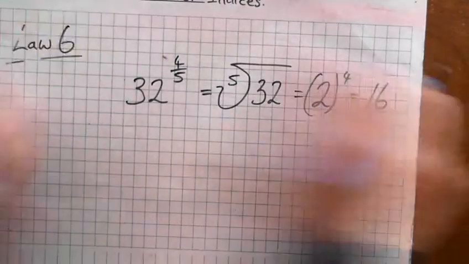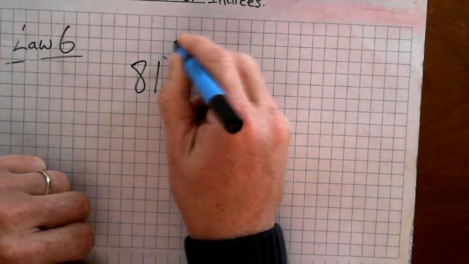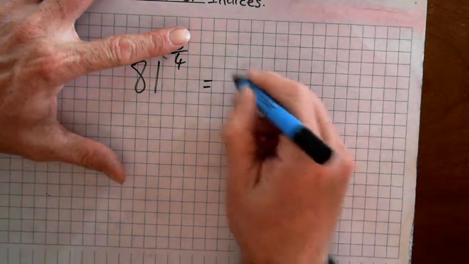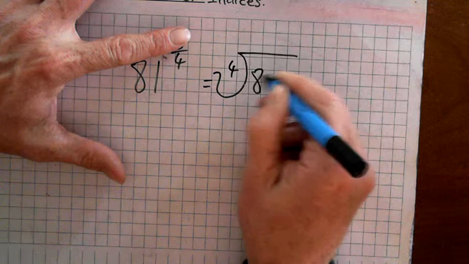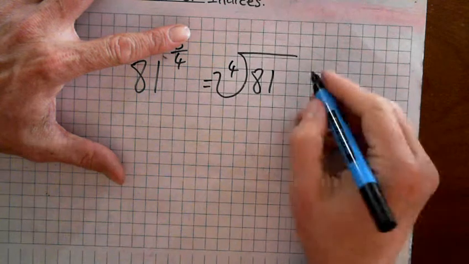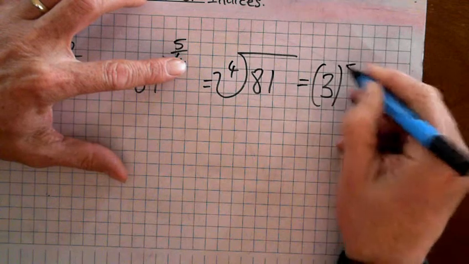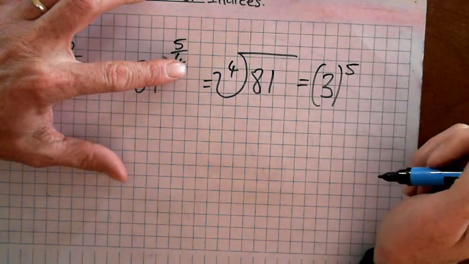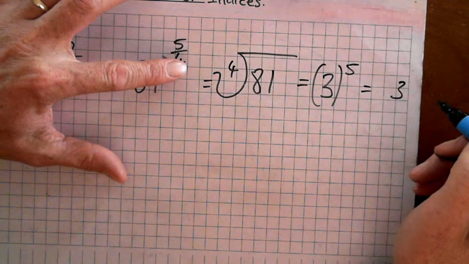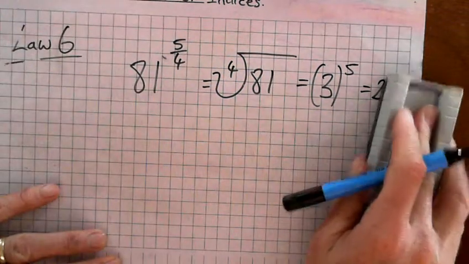Another one. 81 to the power of 5 over 4. Pretend that that's a quarter again. So what's the 4th root of 81? So it's 3 by 3 by 3 is 27 times 3 is 81. So the answer is 3 first of all, and then to the power of 5. So 3 times 81, 243. Use your calculator.